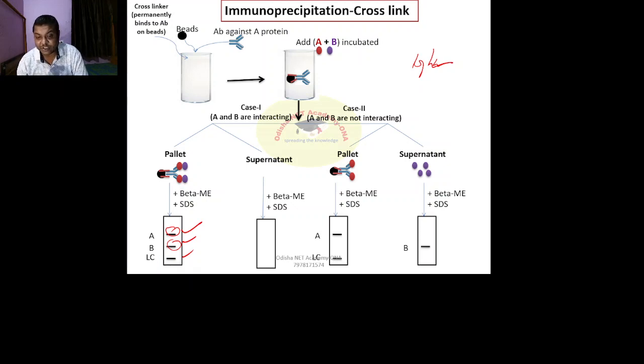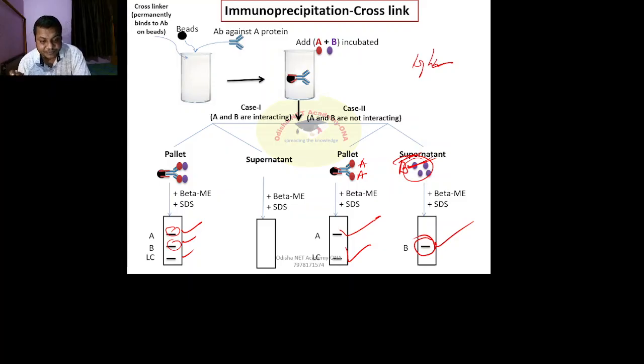Similarly, in the non-interacting case, what happens? On the pellet side, only A protein is present. So you can get a band for A protein and a band for light chain, but no band for heavy chain, because the heavy chain still attaches to the beads. And the supernatant is run, and you are getting a band for B. So B protein is coming to the supernatant. Now you are getting a B band in the supernatant SDS-PAGE, so it indicates that A and B are not interacting.